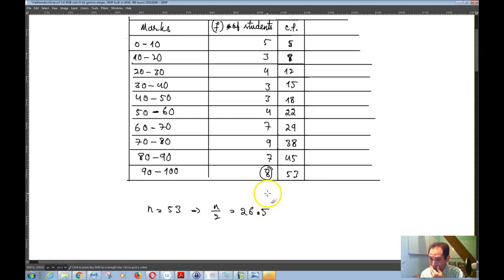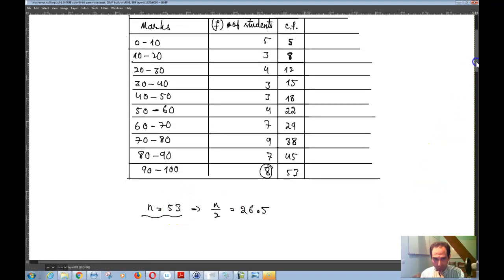So now you need to locate the class whose cumulative frequency is greater than or nearest to n divided by 2. Now if we actually were doing this manually, what would we do? So this is the data that I have. These are the respective frequencies of these classes, and these are the cumulative frequencies of those classes. So I know that my n is 53, right? My n is 53.